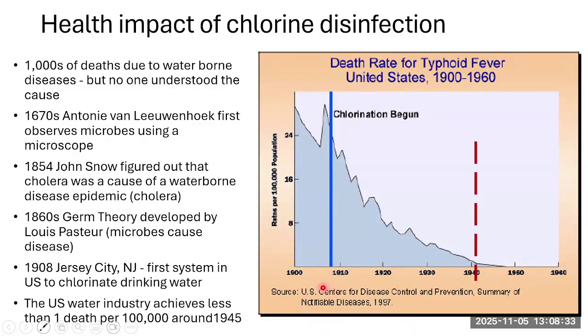From 1908 until 1945, we can see the significant change in a reduction in the number of deaths related to typhoid fever, down to the point where in 1945 it was less than 1 death per 100,000 people.